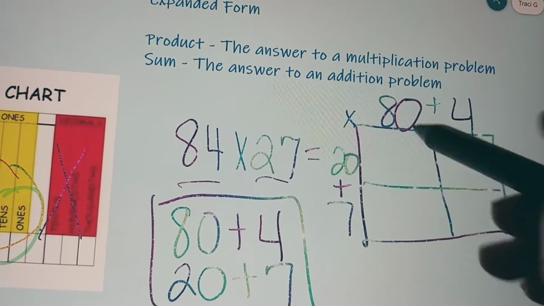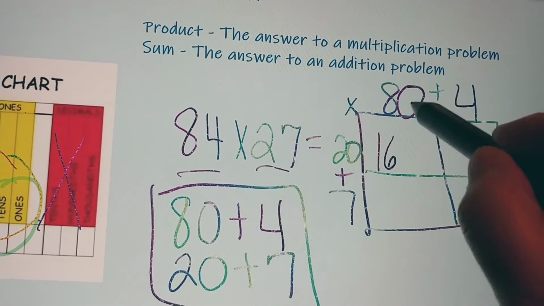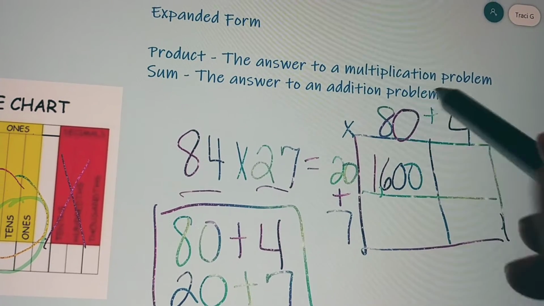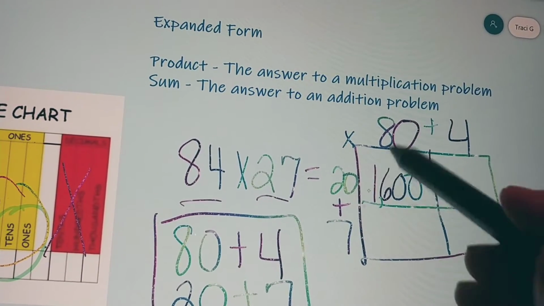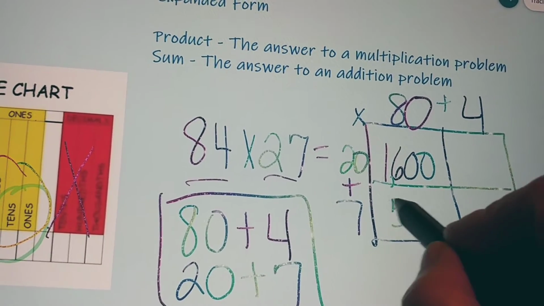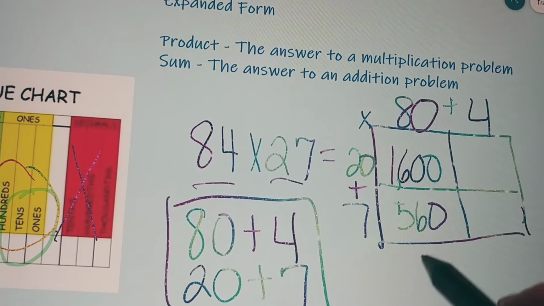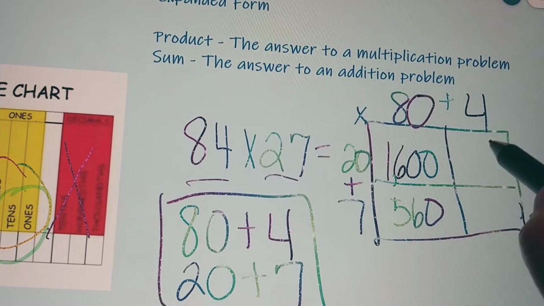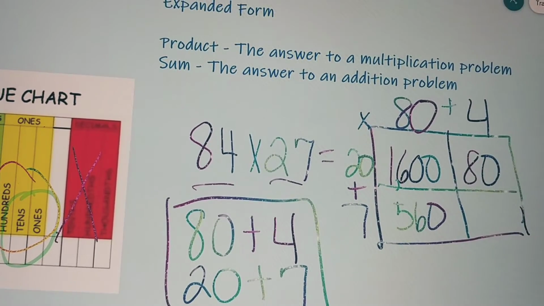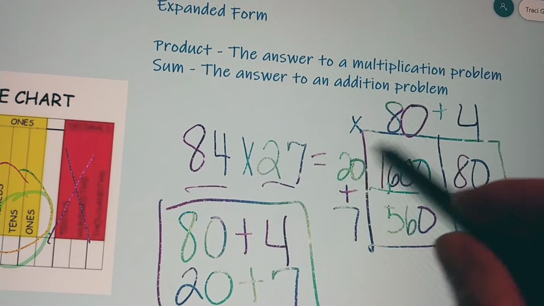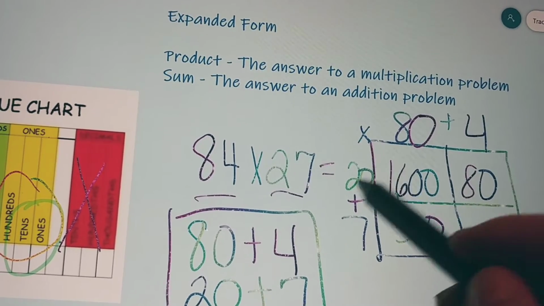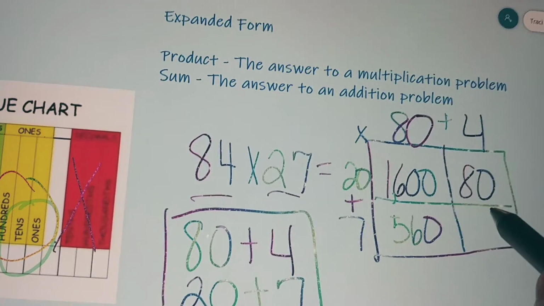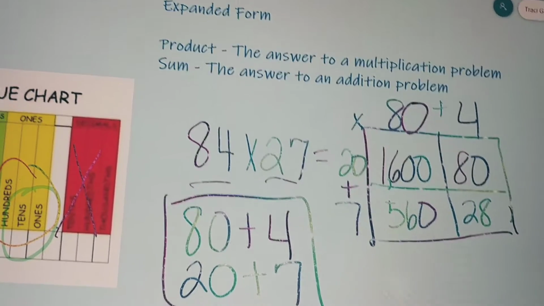8 times 2 is 16. We have 2 zeros, so it's 1,600. And then we're going to do 80 times 7, which is 8 times 7 is 56 plus that 0, so it's 560. Okay, then we're going to do 4 times 20, which is 80. 4 times 2 is 8 plus the 0 is 80. And then 4 times 7 is 28.